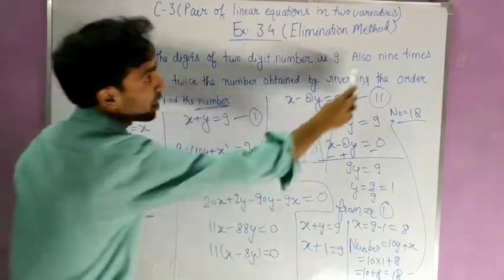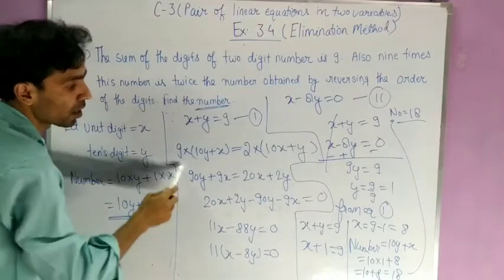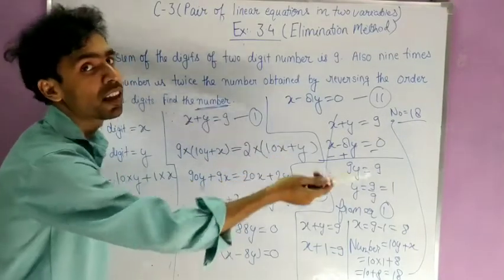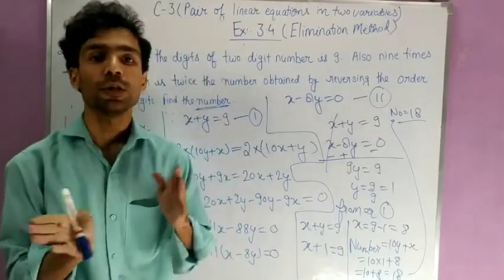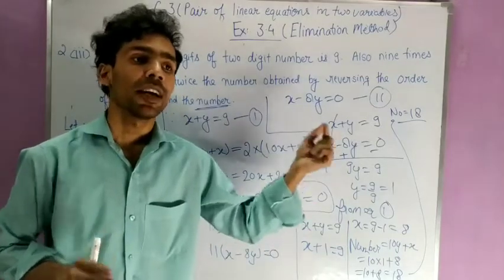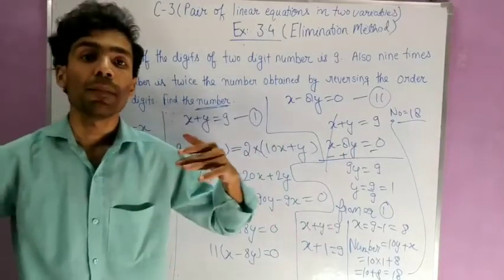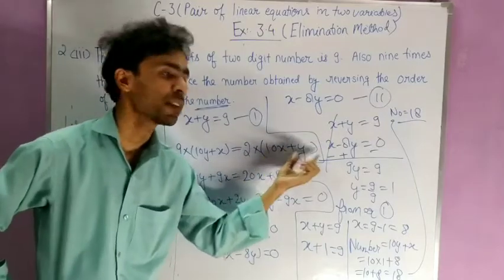After that, 9 times of this number means 9 times of the original number is equal to 2 times of the number obtained by reversing the digits. Again I am saying, reversing the digits means you just interchange the unit place and tens place. Whatever number was at unit place will become the tens place, and whatever number was at tens place will become the unit place. So you can see this 10x plus y.